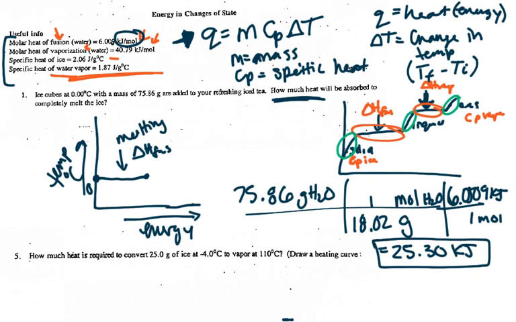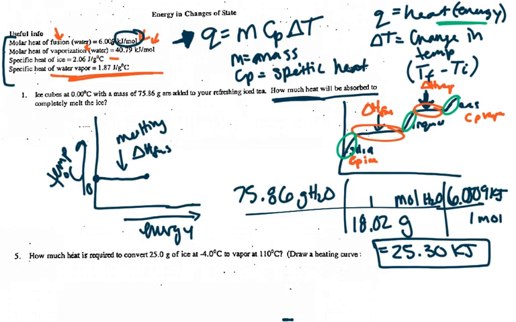So there's my answer, right? How much heat will be absorbed. So again, heat is measured in energy. Energy is measured in kilojoules. So that's our answer. So every time you have a flat part of that graph, you're going to use, again, a conversion. And every time you're going up or down, you are going to use the specific heat with the Q equals MCAT equation.